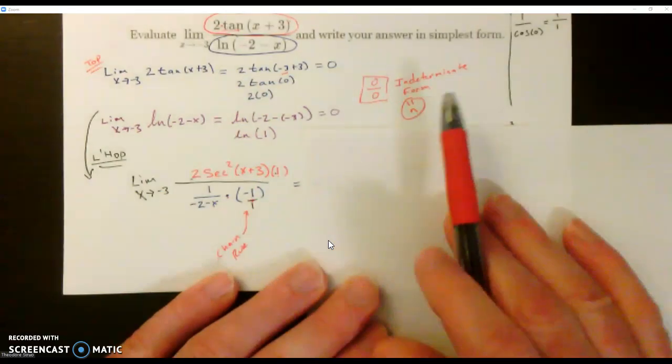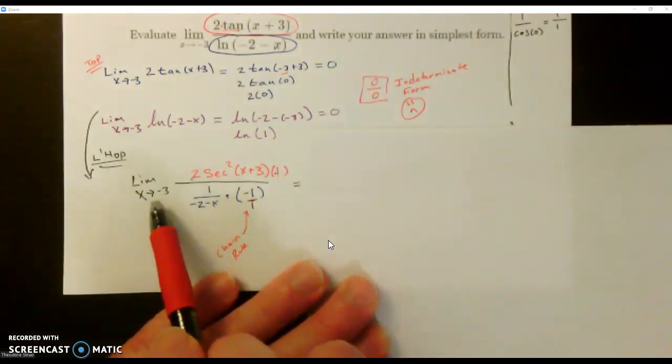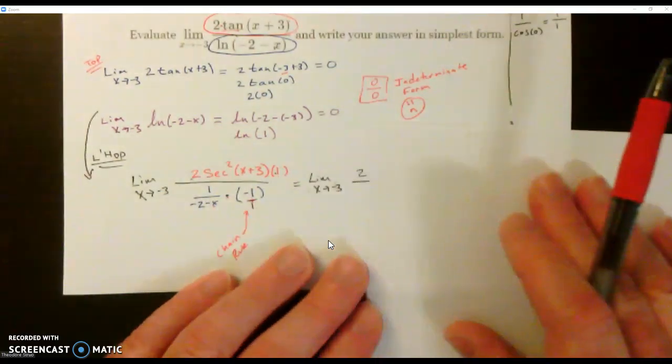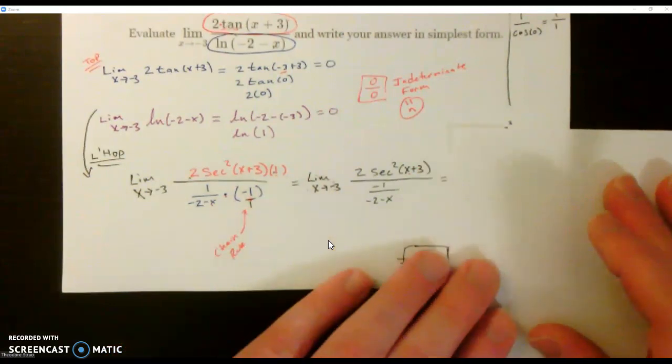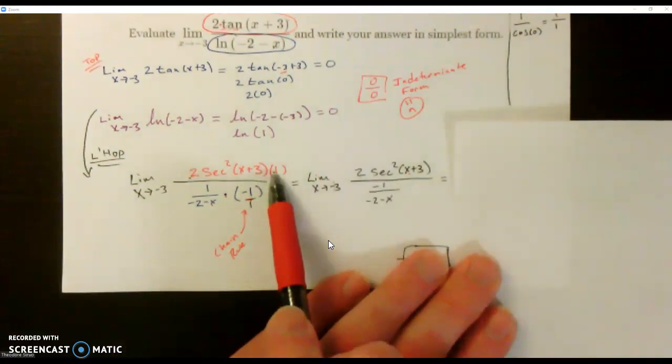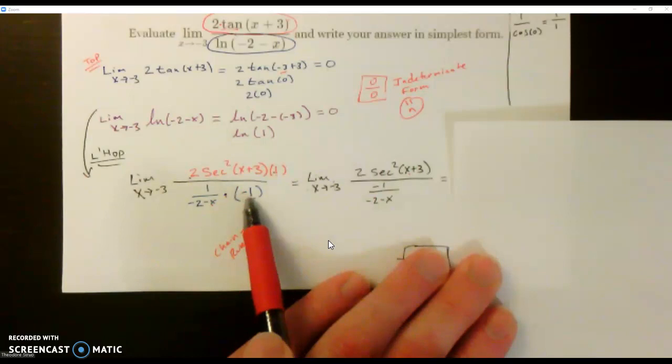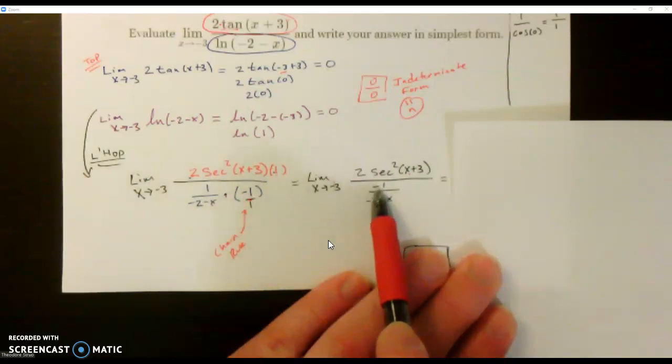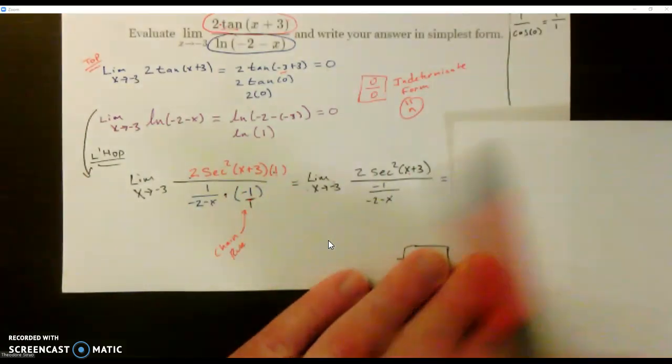That's the chain rule piece. And then I'm going to evaluate the limit when x is -3. So I actually think I simplified in the next step just to kind of clear this up. I did 1 times 2 to get 2, -1 times -1 up top. Just kind of simplified this fraction.